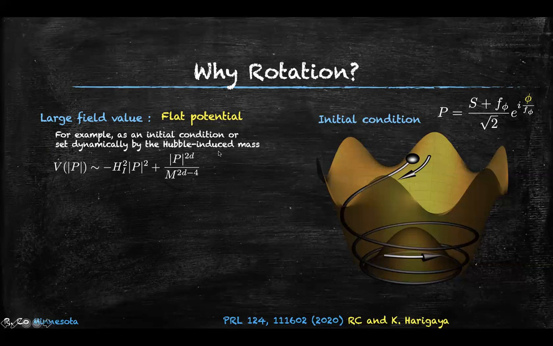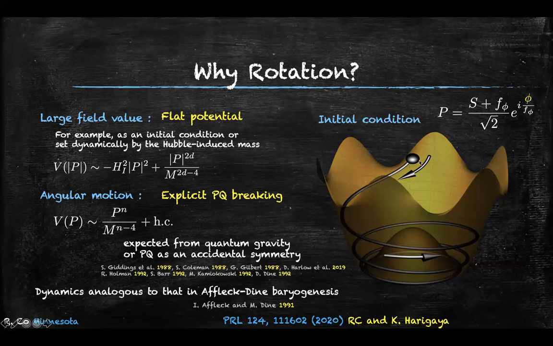Then the next thing I want to explain is that after we have this large field value, how do we know it should be doing an oscillation in the radial direction or an angular motion, in a spiral motion? In this case, what we call explicit PQ breaking is just all the potential terms that will give rise to the mass in the axion direction.